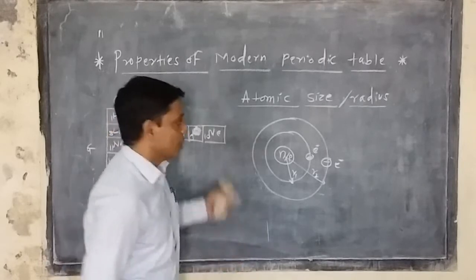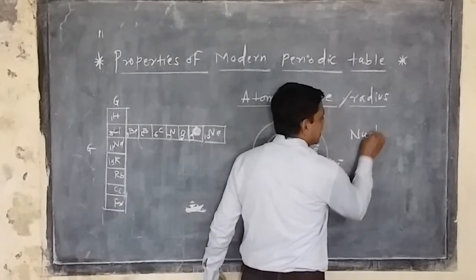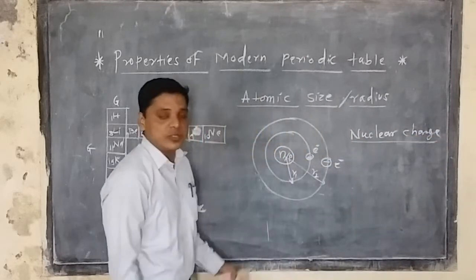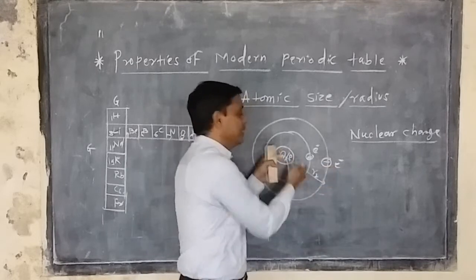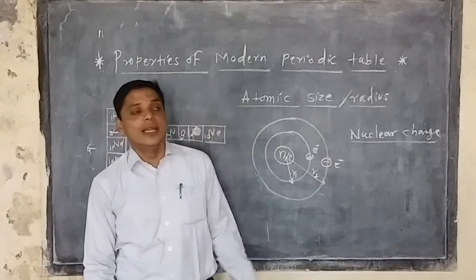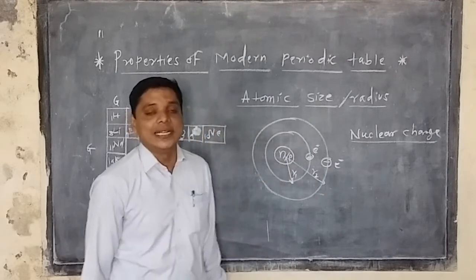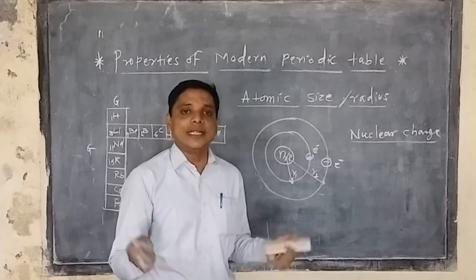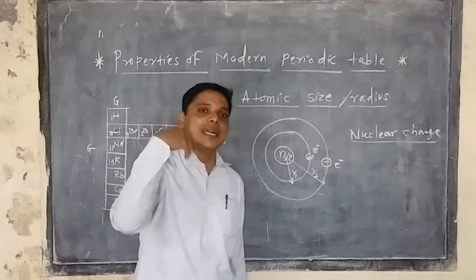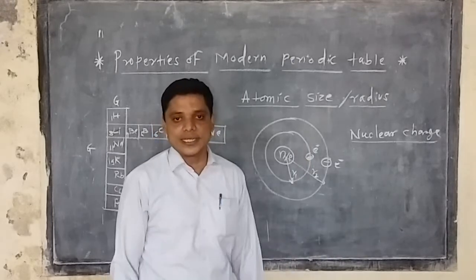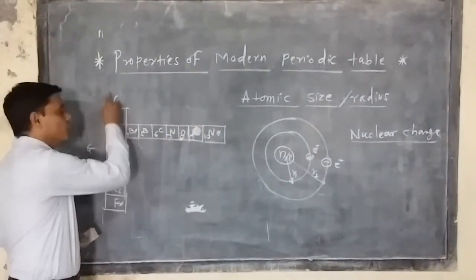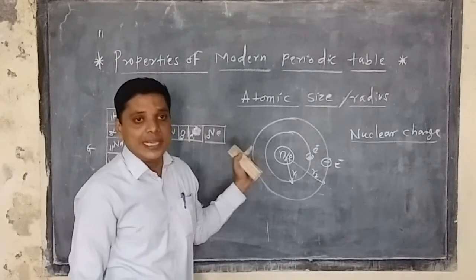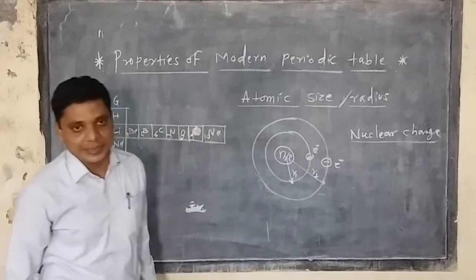Why is it so? Because the second factor is nuclear charge. Nuclear charge is nothing but the force of attraction between the outermost electron and the nucleus. In general, with a smaller atomic size the nuclear charge increases, while with a higher atomic size the nuclear charge decreases. So from top to bottom the nuclear charge decreases, while from left to right the nuclear charge increases. It depends upon that.